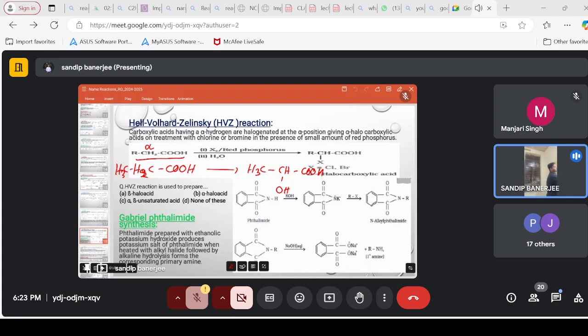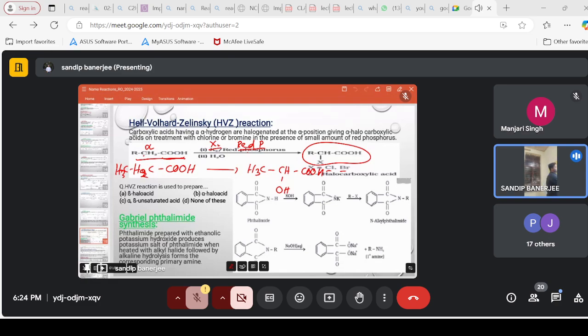Basically, here the starting material is nothing but a substrate which contains the alpha carbon hydrogen. The substrate is nothing but a carboxylic acid. This contains at least one alpha hydrogen. And in the presence of red phosphorus and X2, where X is mostly chlorine and bromine, not iodine and fluorine. I'm not talking about the thermodynamical comparison. So basically, red P in the presence of X2 means Cl2 or Br2, you will get an alpha halo substituted product, means alpha halo carboxylic acid.